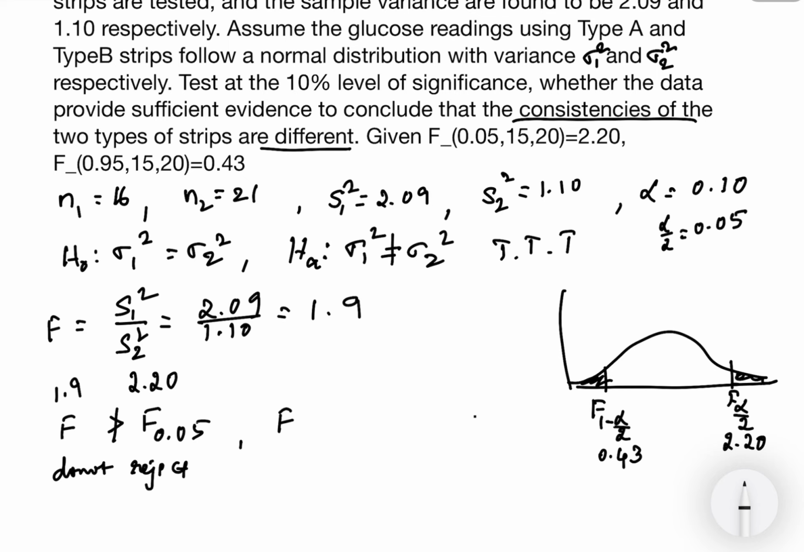And also we are checking whether F is less than F 0.95. F is 1.9 and F 0.95 is 0.43, and certainly F is not less than 0.95. So therefore we do not reject the hypothesis. And on the graph you can see that 1.9 would be somewhere here. So this is the region of acceptance. So 1.9 is falling in the region of acceptance. So we do not reject the hypothesis.